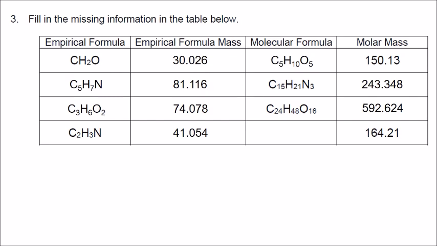And then finally, 41 and 164. Well, the multiplier there is 4. So we're multiplying times 4. That makes the empirical formula C2H3N. That now becomes a molecular formula of C8H12N4. And now the table is complete.